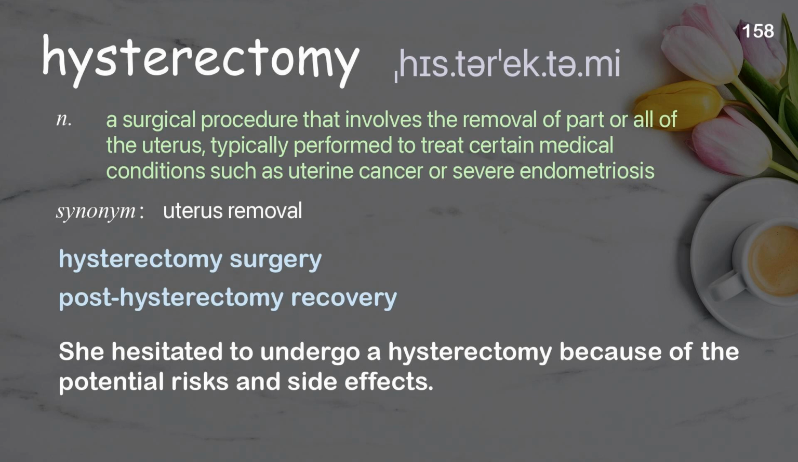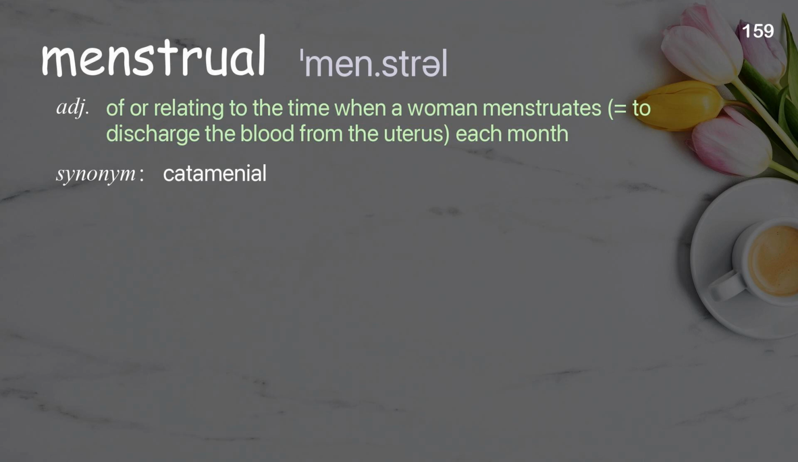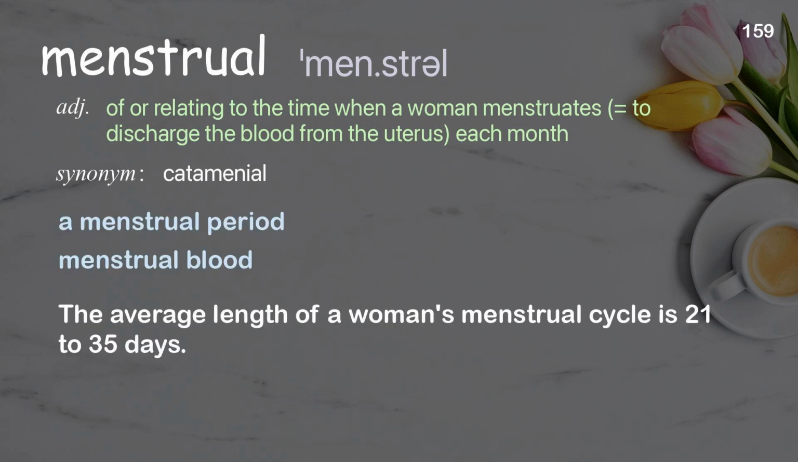Menstrual: Of or relating to the time when a woman menstruates, equals to discharge the blood from the uterus each month. Examples: a menstrual period, menstrual blood. The average length of a woman's menstrual cycle is 21 to 35 days.